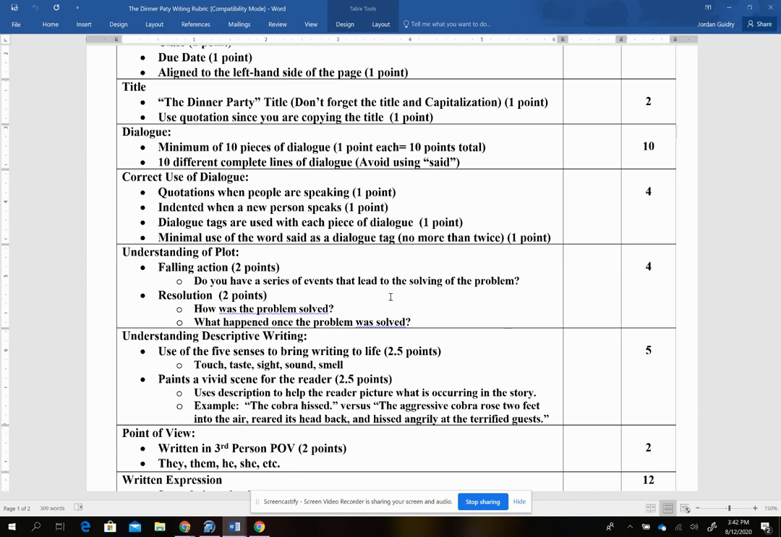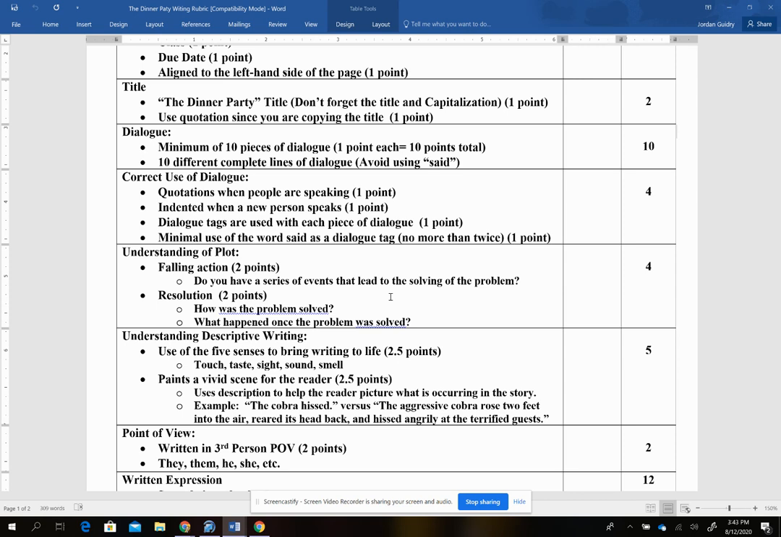Understanding descriptive writing. Use of 5 senses to bring writing to life. This is 2.5 points. So do you have things like touch, taste, sight, sound, and smell? So maybe you're describing things like rough or soft or fluffy. Taste, like was it sour, tart, sweet? Sight, was it bright, dark? Maybe you put specific colors like green. And then sound, was it loud? Was it quiet?